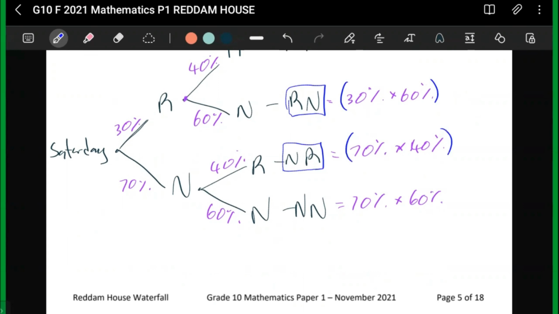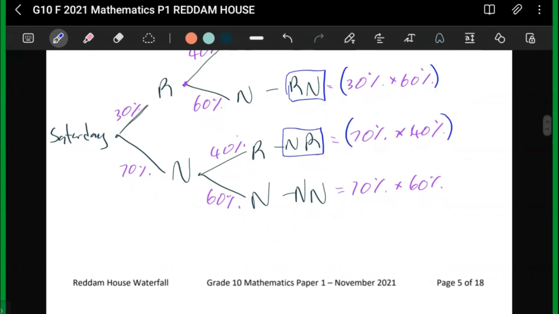You just put that in your calculator. So you're going to put your 30% times the 60 there in your calculator. And then you're going to add the 70% there multiplied by the 40%. So let's see what that gives us in our calculator.